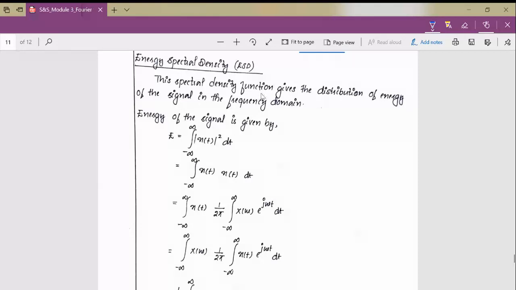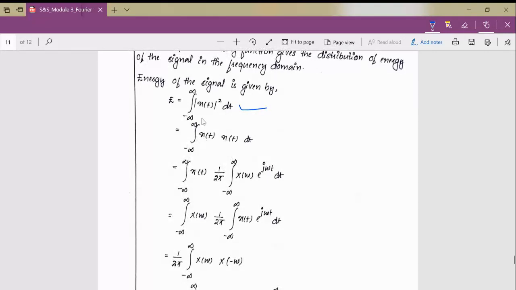So let's see what is energy spectral density. This spectral density function gives the distribution of energy of the signal in the frequency domain. So energy spectral density gives the distribution of energy of a signal in frequency domain. In the first module we studied how to find the energy of a signal, so we are applying that here. E is equal to the integral from minus infinity to infinity of magnitude of x of t the whole square dt.